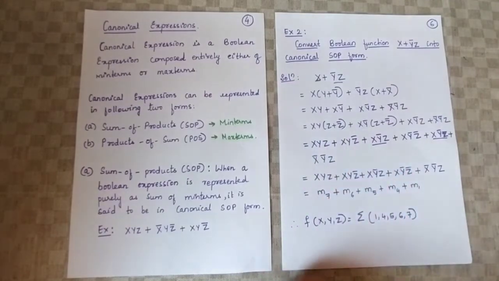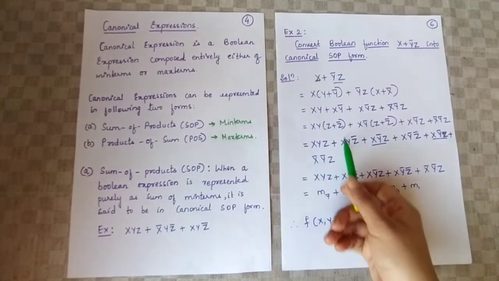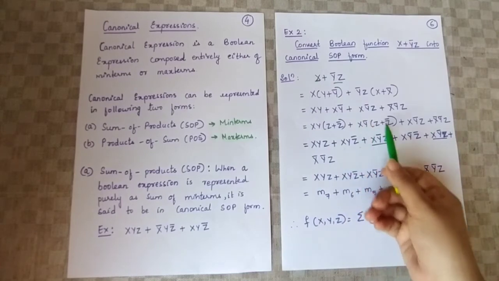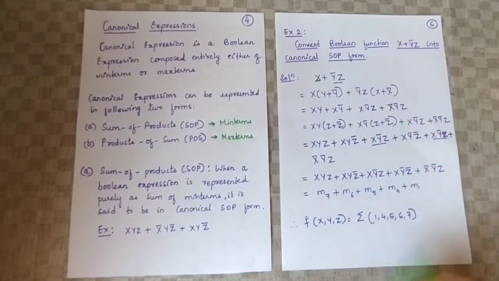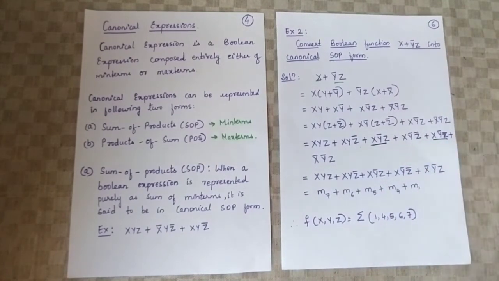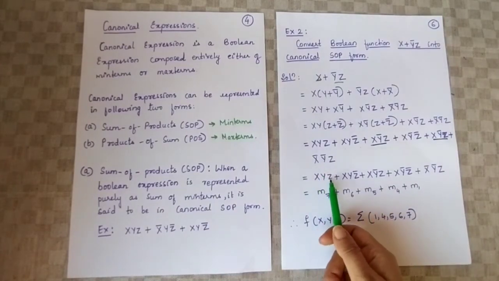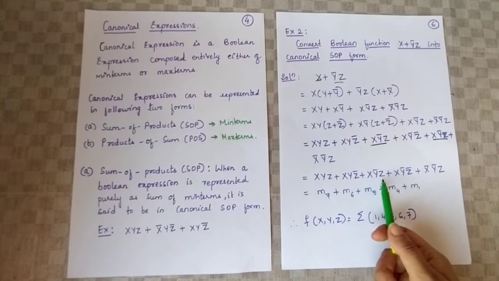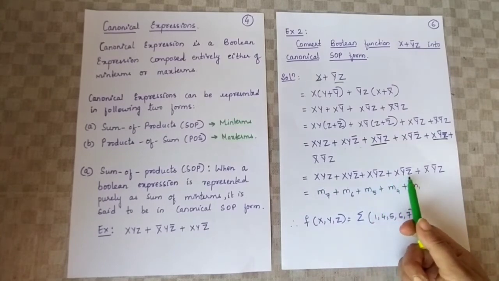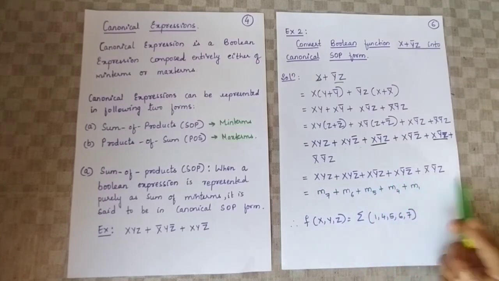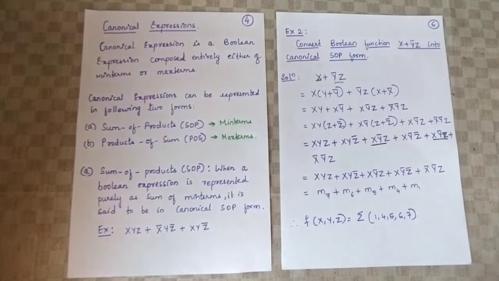Now multiply, you get xyz plus xyz complement plus xy complement z plus xy complement z complement plus xy complement z plus x complement y complement z. Now check whether there is any duplicate term. Yes, we are having one here and one here. So discard one duplicate term and write the final expression, which is xyz plus xyz complement plus xy complement z plus xy complement z complement plus x complement y complement z. Okay, this comes as the sum of products form.